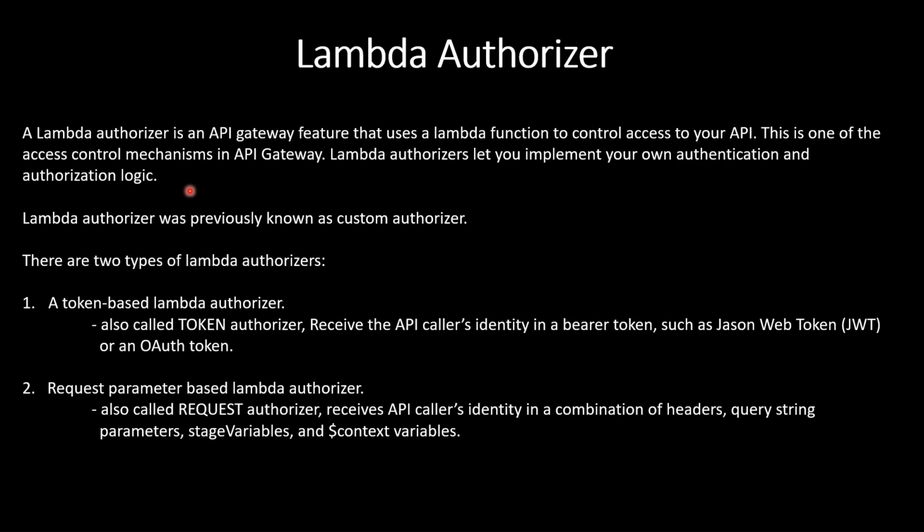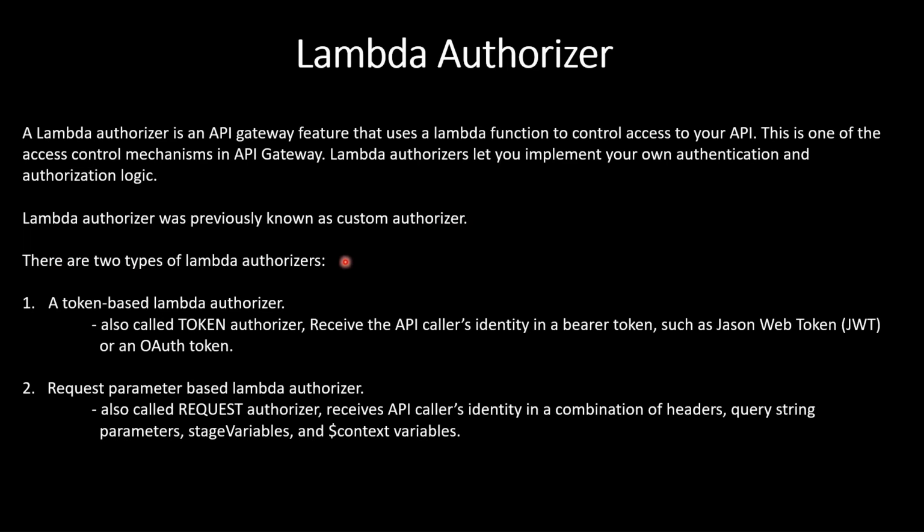So in the last video we saw the IAM authentication method, which was also an access control mechanism. Similarly, Lambda Authorizer is also an access control mechanism in API gateway where you can use a Lambda function to implement your own custom logic for authentication and authorization. Lambda Authorizer was previously known as Custom Authorizer.